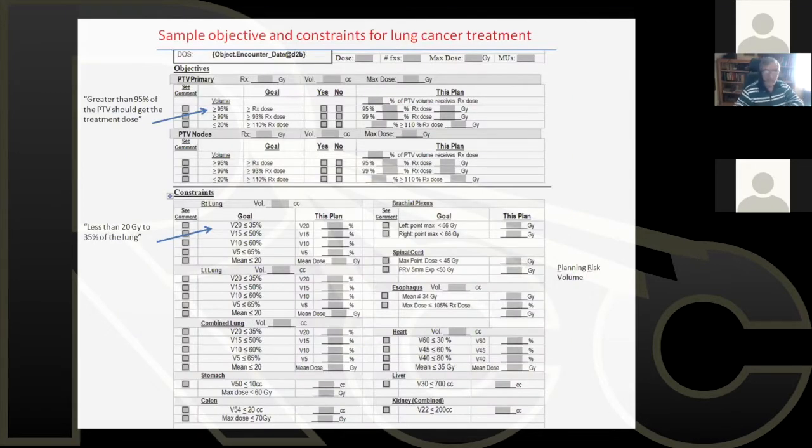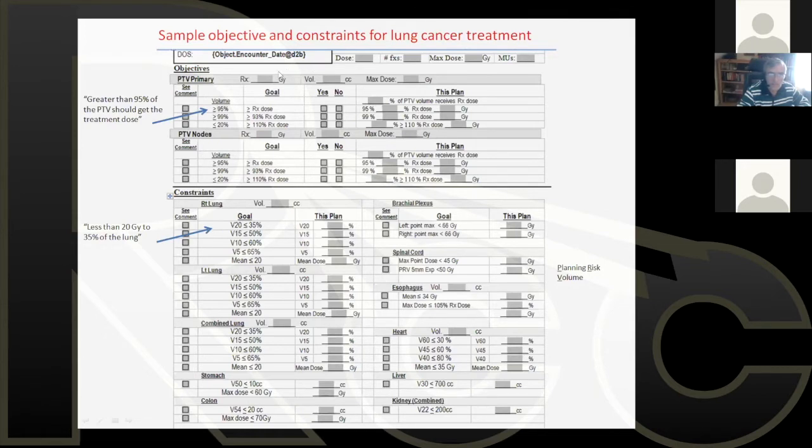In my center, we have developed objectives and constraints for all of the different cancers that we treat. So this is an example sheet of a lung cancer. And typically this would be 60 gray in 30 fractions. I want to point out a couple of entries here that we will explore a little bit more.